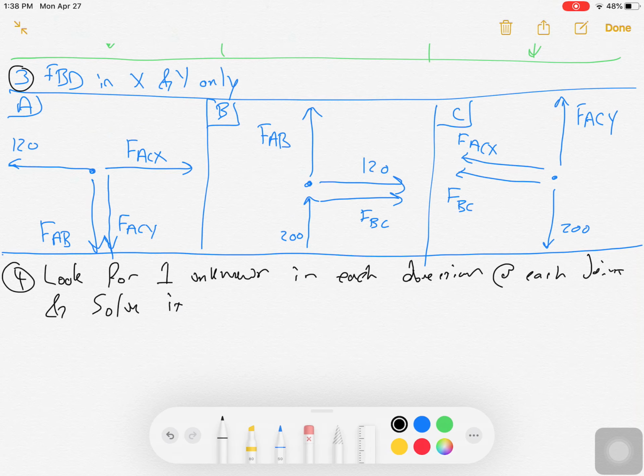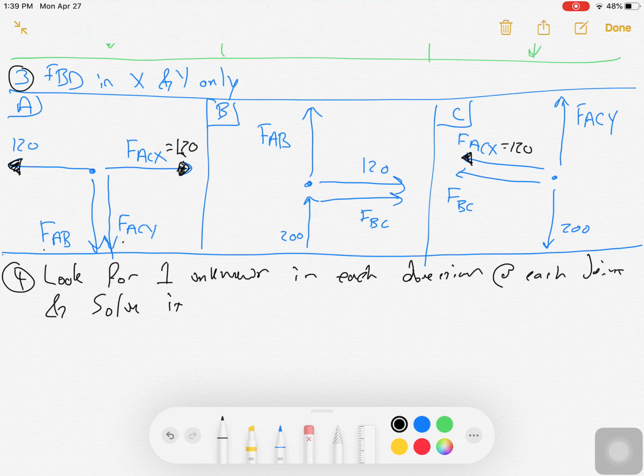All right. So, for example, on A, if I look in the Y direction, I have force AB and force ACY. That means there's two unknowns. I can't solve it. But in the X direction, I have 120 that I know goes left, which means force ACX has to be 120 to the right. And since it's pulling on point A to the right, that means it's in tension. So force ACX is 120 in tension. And remember, everything is on there twice. So over here's force ACX, it's 120, and it's in tension, so we know it's pulling away from that joint.